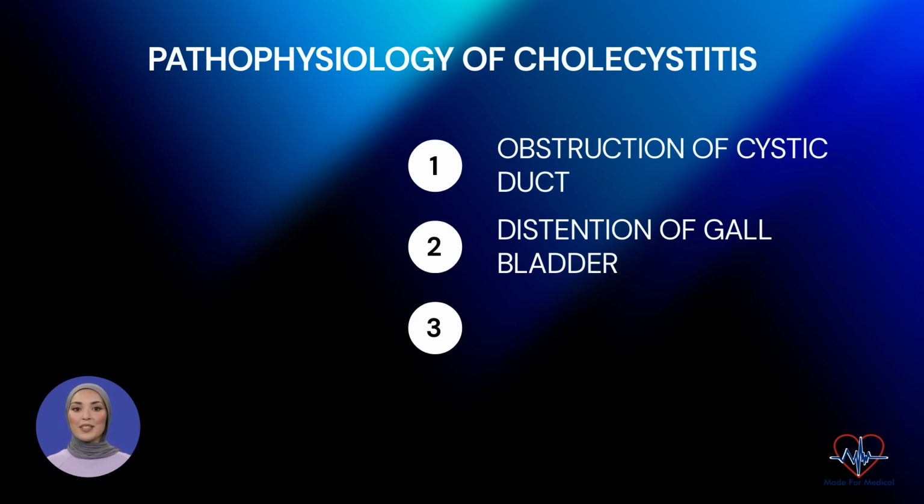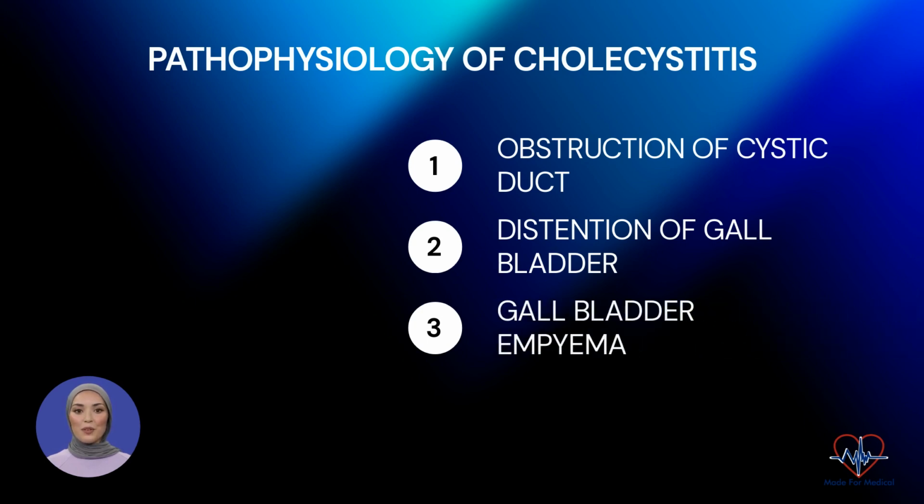This distension causes ischemia or reduced blood supply to the gallbladder wall, leading to tissue damage and inflammation. The obstruction also disrupts the normal flow of bile, which is responsible for the digestion and absorption of dietary fats. The stagnant bile within the gallbladder can become concentrated, leading to the formation of gallstones. Gallstones can further obstruct the cystic duct and exacerbate the inflammation and ischemia in the gallbladder.